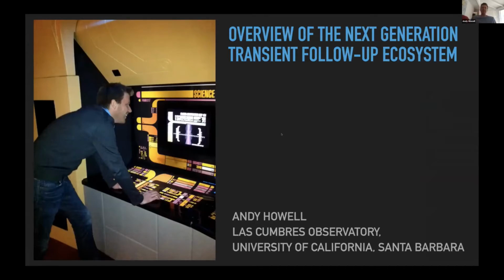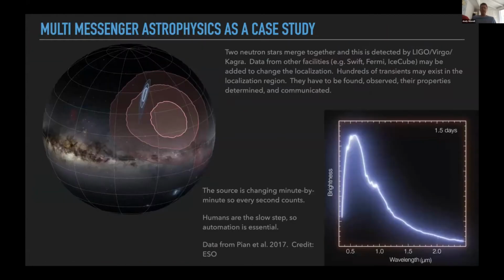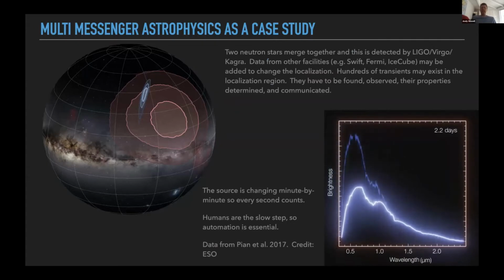This is a talk on the next generation transient follow-up ecosystem. Now, we've already heard of many of these components, so this talk probably should have been first, not last, but that's okay. We'll at least see how these things fit together. So I'm going to take the multi-messenger thing as a use case.